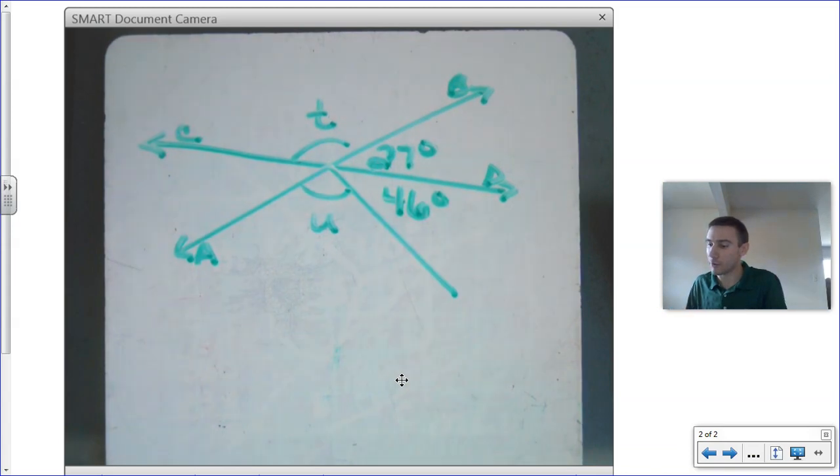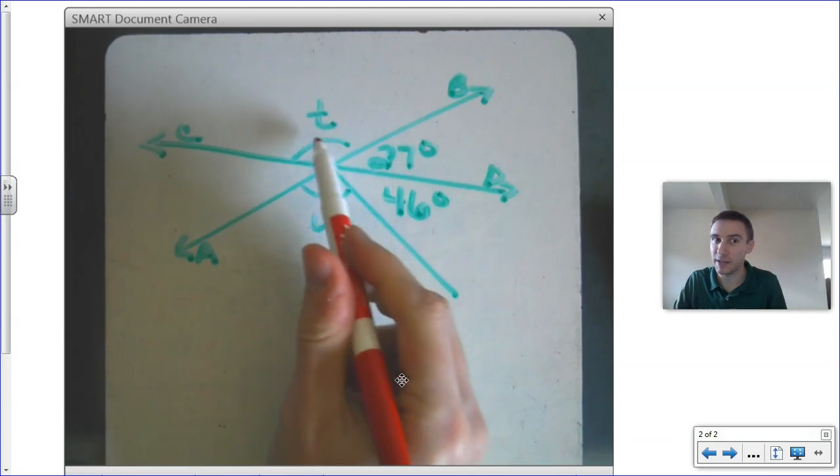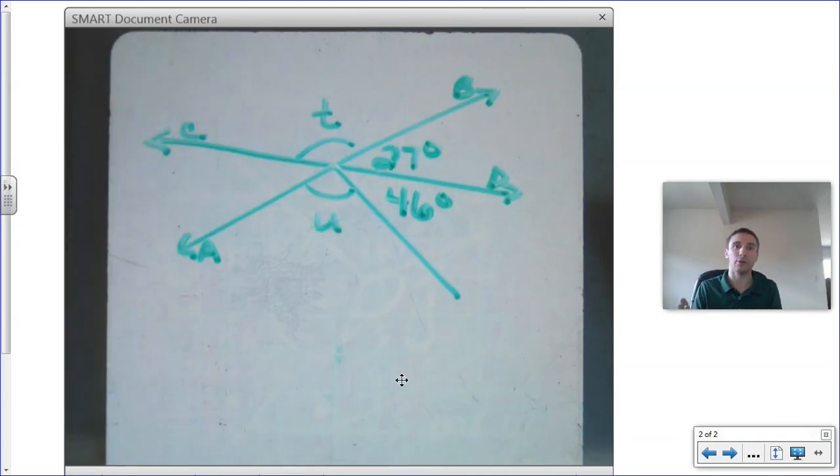And we have to figure out some missing information here. We have to figure out angle T, and we have to figure out angle U. And in vertical angle problems, we'll play with the vertical angles, but we might also have to bring up our rule for angles on a line, which is 180 degrees. We might also have to bring up angles around a point, which is 360 degrees.